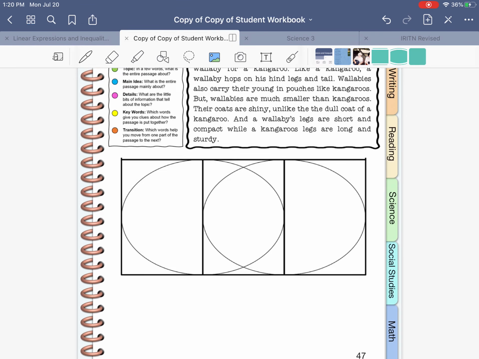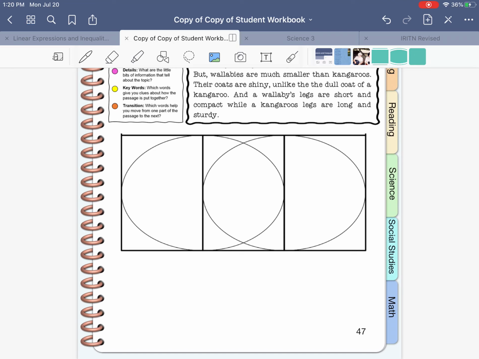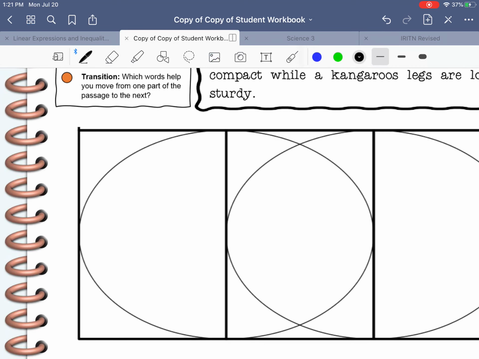We are back with a new reading skill today. This is called Compare and Contrast, and I'm on page 47 of your reading book. And you need this piece that, once it's folded, looks like this picture. This is called a Venn diagram, V-E-N-N, Venn. We use this type of diagram to show how things are alike and how they're different. So that's the skill we're looking at today.